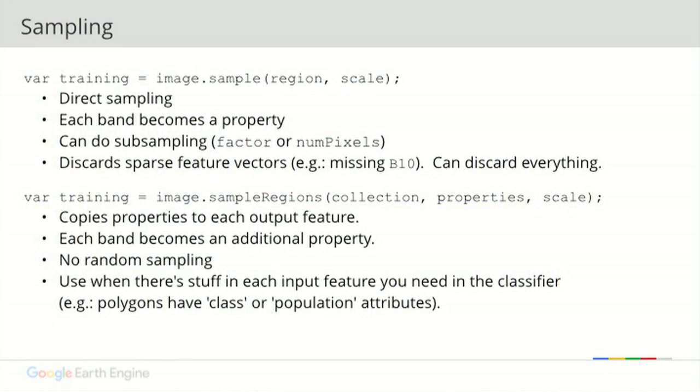We have 2 functions specifically for sampling from an image. The first one's called sample. You just give it an image and a region, and it will give you every pixel in that region out of the image. Every band in the image becomes a property.